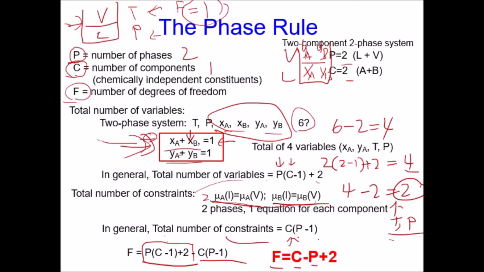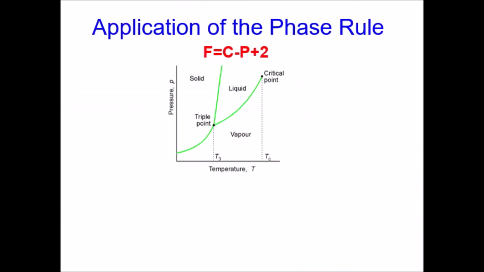So let's calculate a 2 components, 2 phases system. So 2 minus 2 plus 2, that gives you 2. Again, you have 2 degrees of freedom. Let's see how we can use this phase rule.